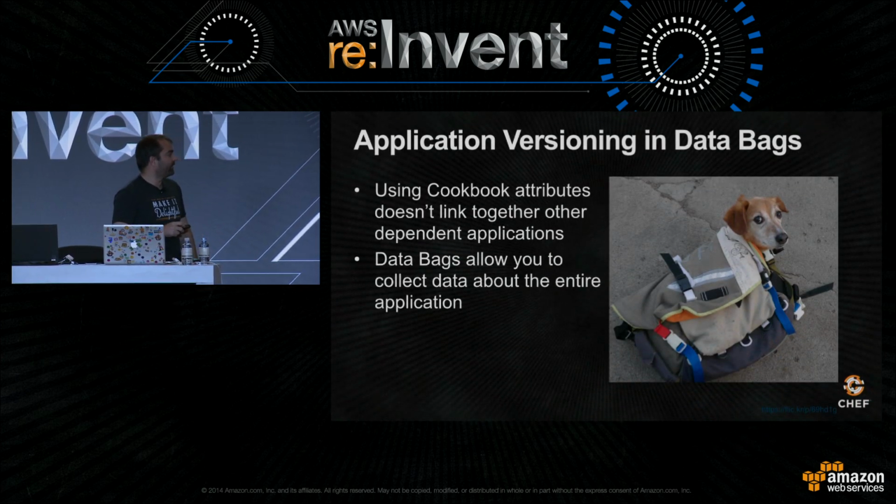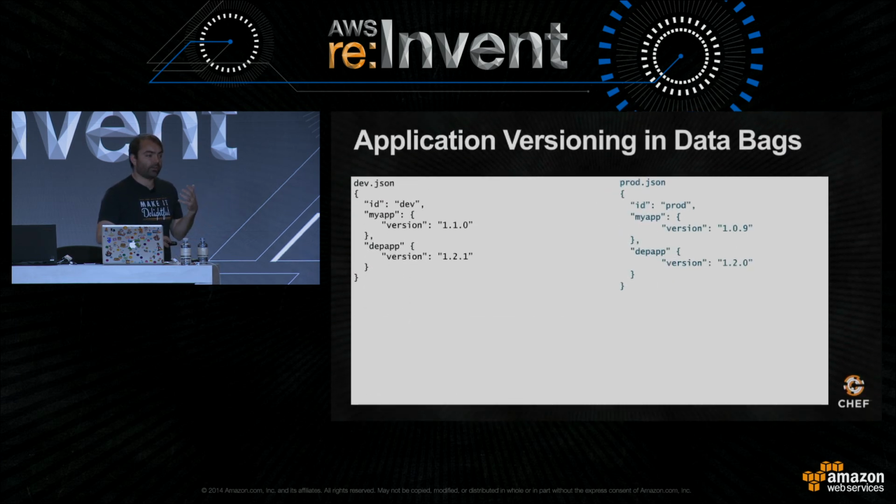The other problem is that when we're using a cookbook attribute, we can't link together other applications. Who has an application where it's just one application, right? Very few of you, I think. You have systems of machines that work together, each running a different application, that create a service, right? And so you want to be able to abstract the idea of the service and the versions of the different services that you might have running in your environment. So data bags are another solution to allow you to collect all of this information about a particular environment and also the application.